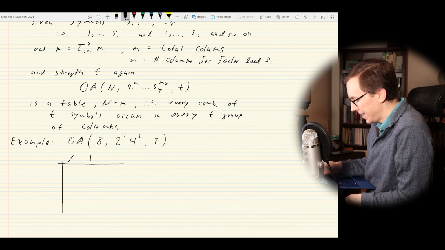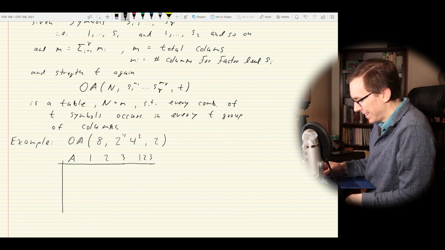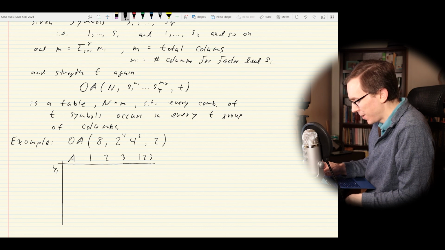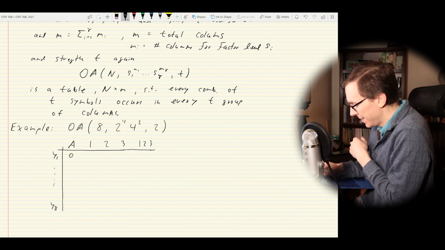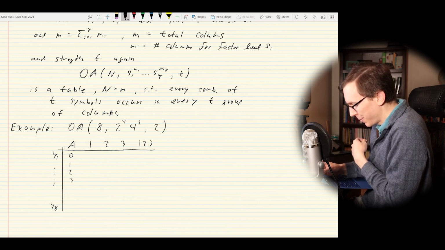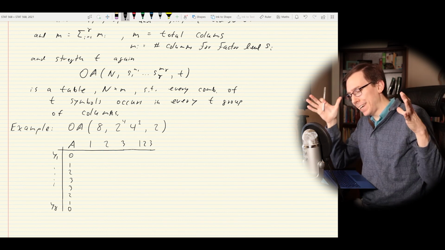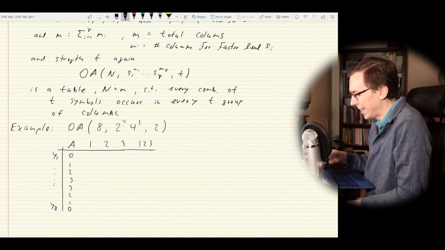We're going to denote it A, 1, 2, 3, 1, 2, 3. In this case, we have our observations y1 through y8. A is going to be my 4-level factor, so it's going to take on the values 0, 1, 2, 3, and then we're going to repeat. In my example, I repeat it in reverse order, 3, 2, 1, 0. So A is a 4-level factor, whereas my 1, 2, 3 are binary factors.